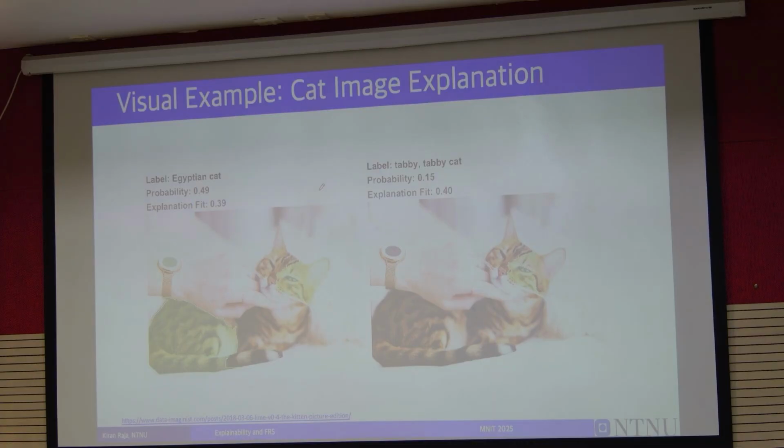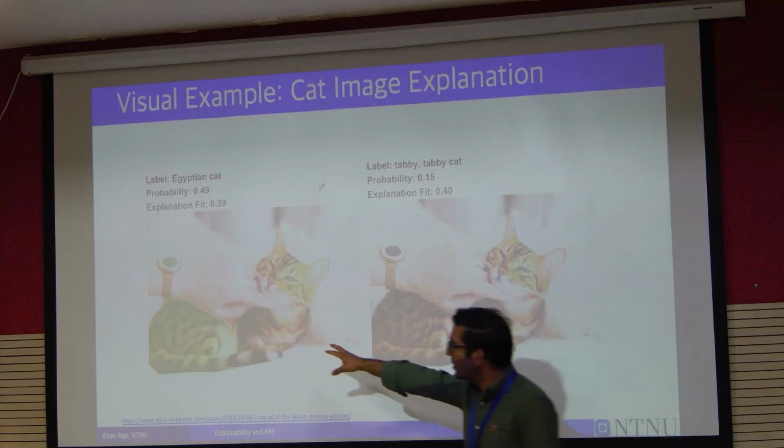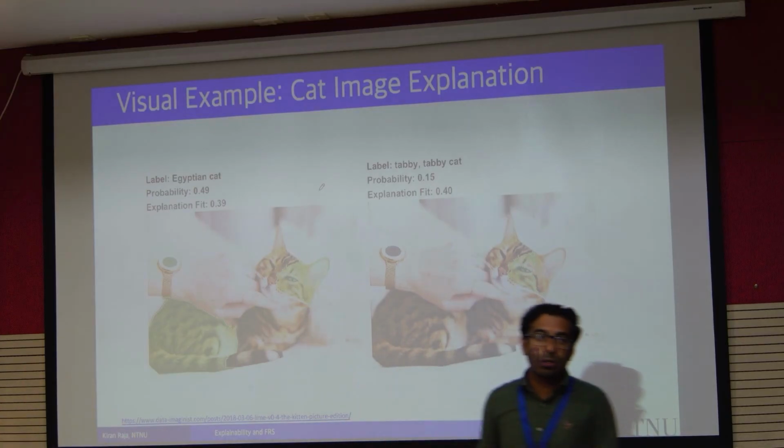And what is this explanation fit? The explanation fit is nothing but your line. How close is it to the explanation? So the linear classifier that you want to create, right? The probability that it is a tabby cat is only 0.15. That is possibly the confidence of the model in predicting. Right. And explanation fit is the measure that we are using from the linear model itself. I'll explain it in a short while. But you get the intuition here that the area that should be used for telling that this is the Egyptian cat at least should not include the watch.